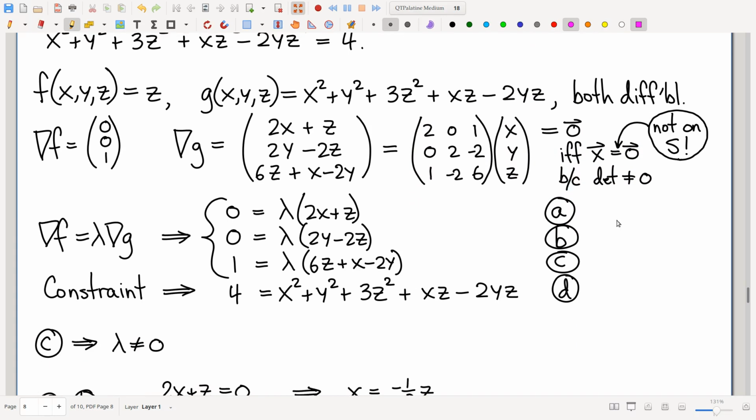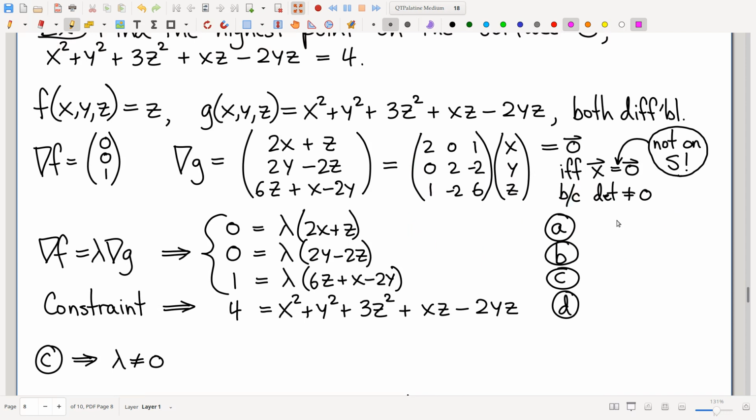Lastly, we write down what I like to call the Lagrange condition. This is the equation that's the most, I guess, significant new equation in this method of Lagrange multipliers. And you write that all down.